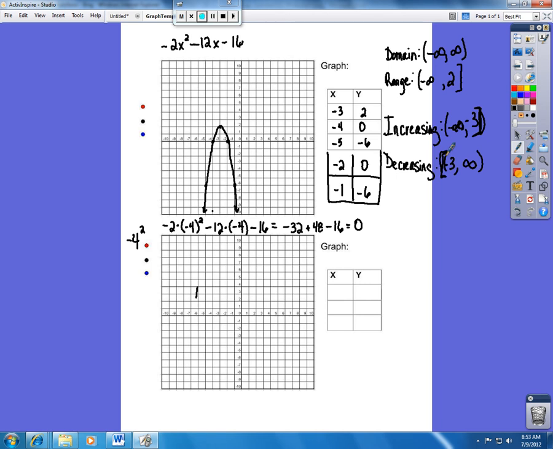So, just to confirm, the function is increasing as we move from left to right along the x-axis up till this point, because as we move along here, the y values are going up, and then it starts to decrease once we hit the vertex and start going onward.